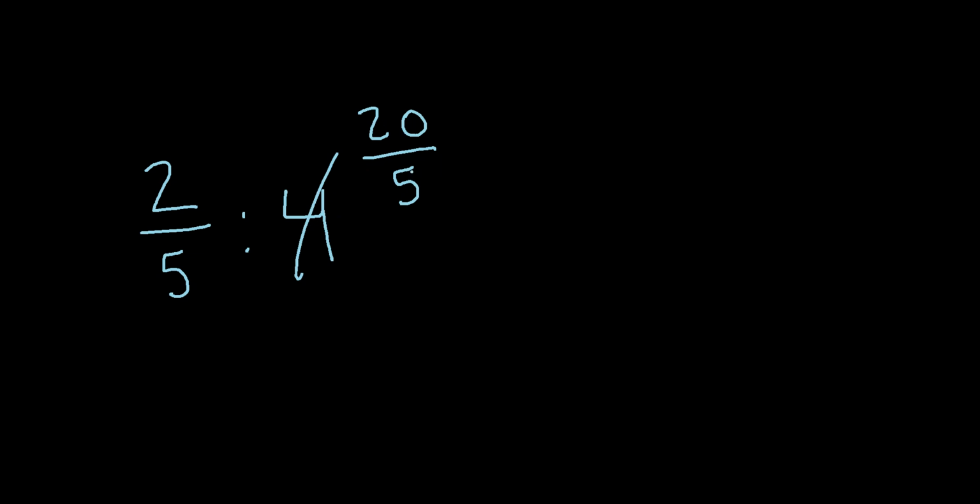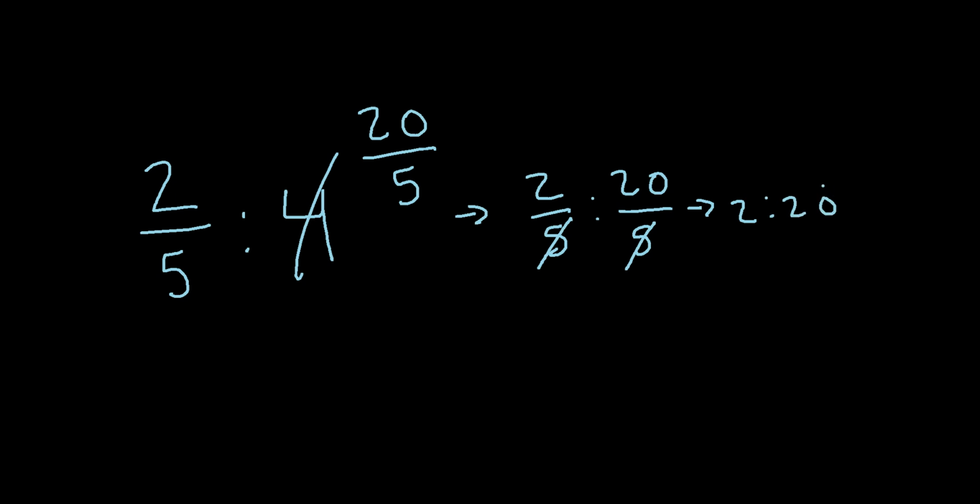And we can see that 20 divided by 5 is 4. So we haven't changed the value of 4. We've just rewritten it as a fraction. So now we can rewrite this as 2 over 5 to 20 over 5. And we said when the two fractions have the same denominator like this, we can just ignore the denominators and only focus on the numerators. So really this is the same as 2 to 20. And the last step to simplify this is we'll notice that 2 and 20 can both be divided by 2. So 2 divided by 2 is 1, and 20 divided by 2 is 10. So our final answer is 1 to 10. So 2/5 to 4 simplifies to 1 to 10.